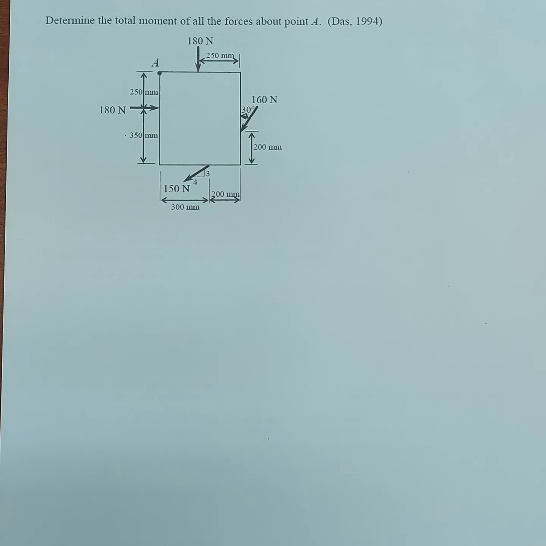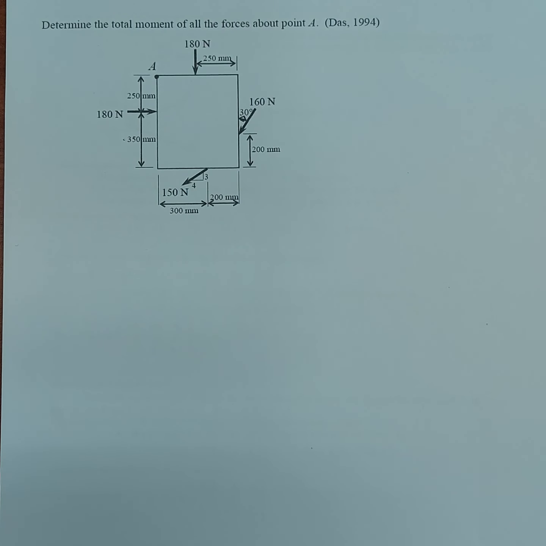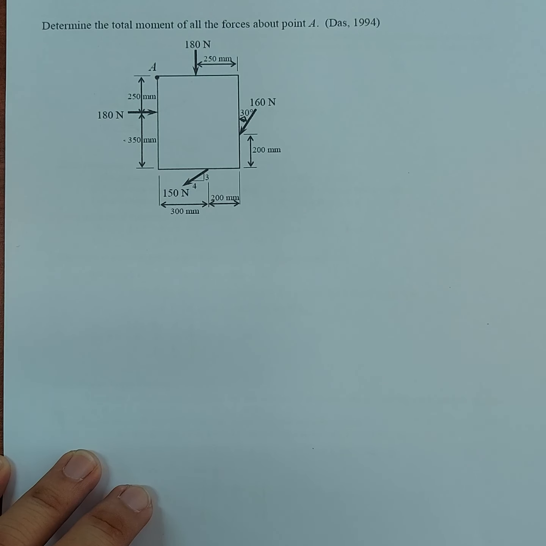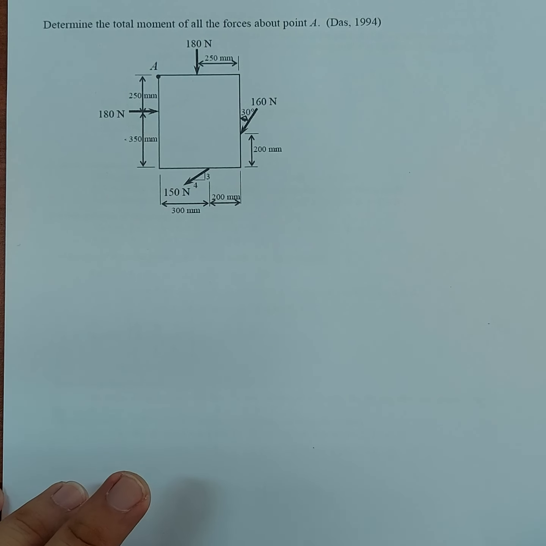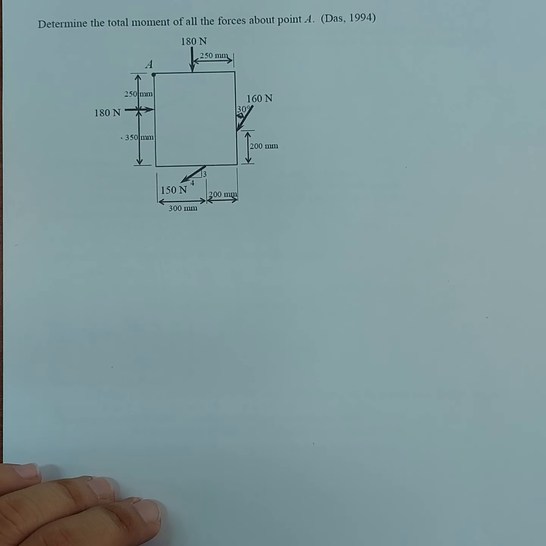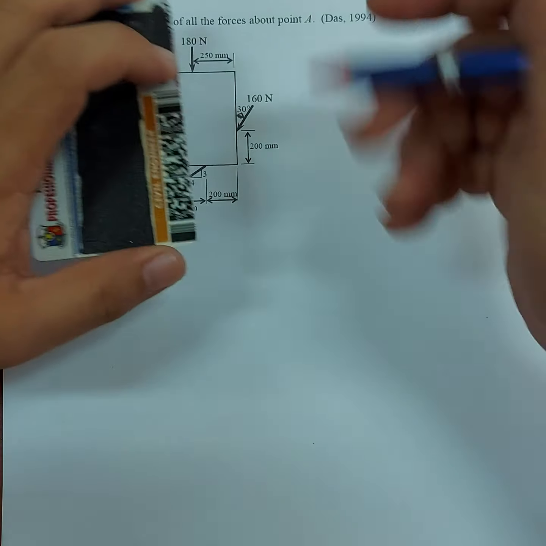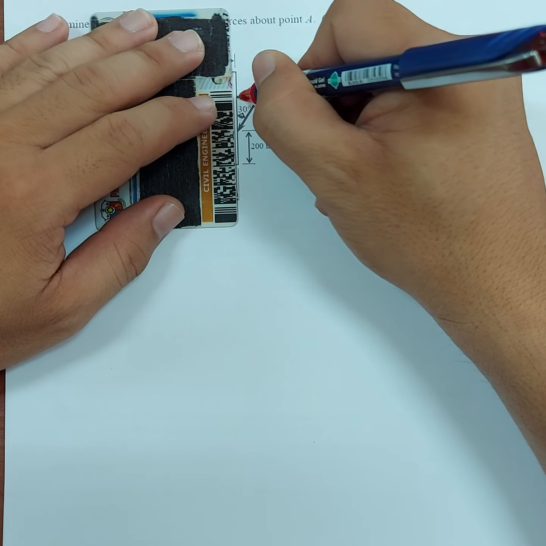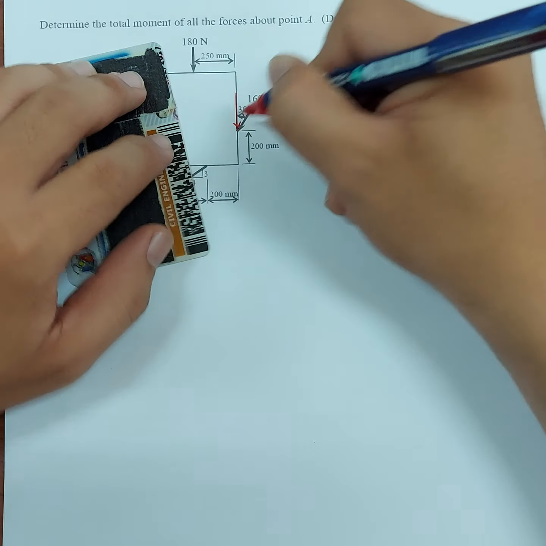Okay, next. And perhaps the last. Last na ba to? Last example natin for moment of a force about a point. Okay? So determine the total moment of all forces about point A. So maraming forces. That's a lot of forces. Okay? So, ayan. Yung mga inclined forces, i-convert na lang natin yan sa components niya. Itong 160 newtons, i-convert na lang natin sa components.